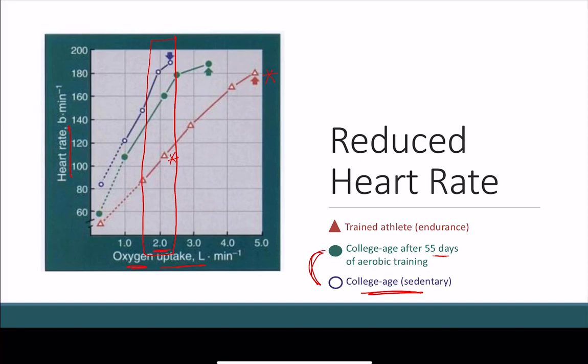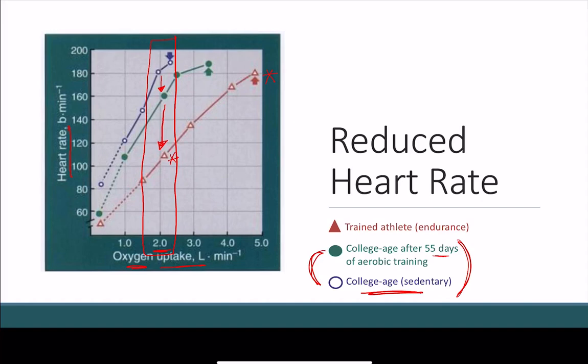So at this 2 liters per minute oxygen uptake, there's a huge difference between our endurance athlete and this group of college students, whether they're sedentary or have gone through 55 days of training. But in just 55 days of training, we see a reduction in heart rate response at the same exercise intensity, where the sedentary individuals were relying on around 180 beats per minute. After just 55 days of training at the same exercise intensity, they were using around 160 beats per minute to accomplish that goal. That's a big change in a relatively short period of time, and then you can see how serious training can lower that even further.